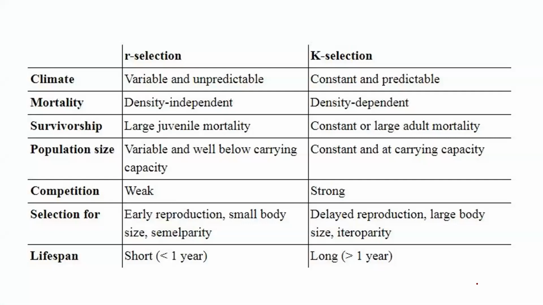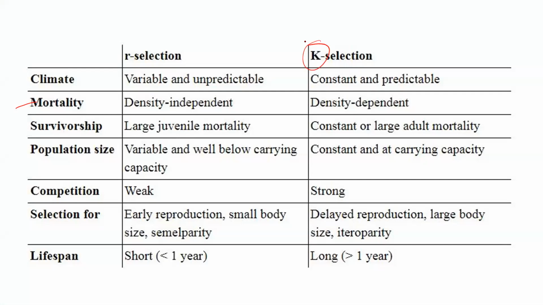All right, so R versus K selection. R selection tends to do better in variable, unpredictable climates, because they can adapt or move. K selection needs those constant things. We'll kind of skip this mortality issue until later. Population sizes of R selected are variable, well below carrying capacity typically. K selection, they're constant and tend to be at carrying capacity. That's where we get the K from, from carrying capacity.